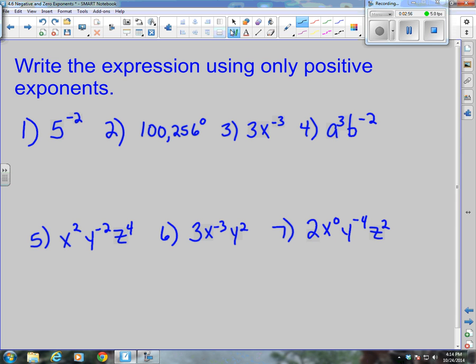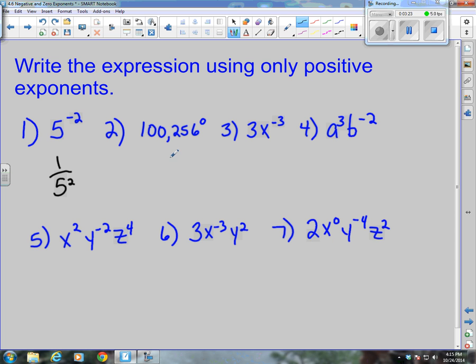5 to the negative 2. Now I want to write it using only positive exponents, so I just need to change the sign of the exponent. And remember, I said if we change positions with it, then it becomes a positive exponent. So it is in the numerator here. All I have to do is move it down to the denominator, and it becomes 5 squared. So it's 1 over 5 squared. The sign changes when I move it. Okay, now this 100,256 raised to the 0 power, that's easy.